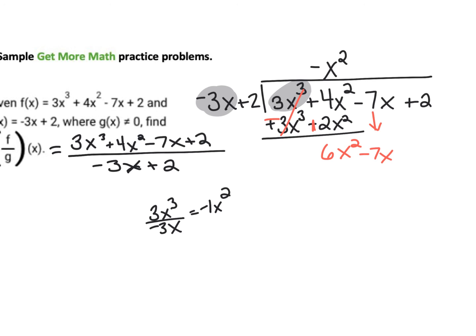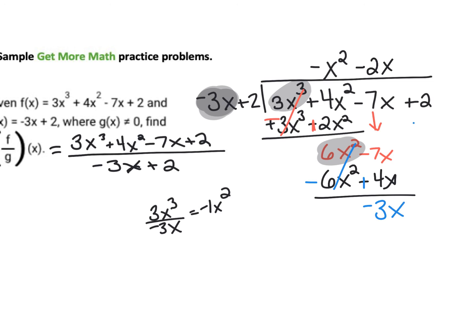So this time I'm doing 6x squared divided by my leading coefficient of negative 3x, and that's going to go in negative 2x times. So now I distribute. Negative 2x times the original divisor would be positive 6x squared minus 4x. I'm subtracting, which means I'm changing the signs on the bottom and adding. 0, negative 3x when I add, bring down the plus 2 at the end. Oh, that works out beautifully. It's going to go in positive 1 time, multiply, and lastly subtract. Gives me 0.